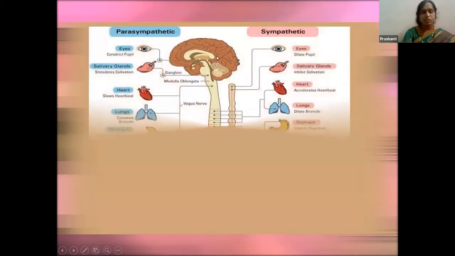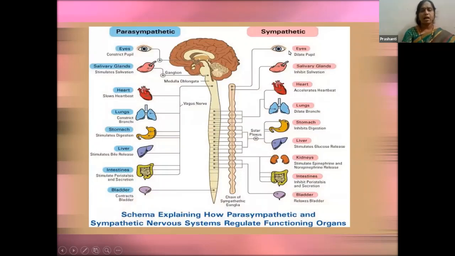Just see with the organ pictures, children. Here, when you take the eye, in the sympathetic there is dilation of the pupil, whereas in the parasympathetic the pupil is constricted. In the sympathetic, it inhibits salivation, and in the parasympathetic the salivary glands are stimulated. Next, the heart rate increases when we are in tension, and in the parasympathetic it slows down the heartbeat, meaning it is within the normal limit. In the lungs, the sympathetic dilates the bronchi, and the parasympathetic constricts the bronchi. In the stomach, the sympathetic inhibits digestion, and the parasympathetic stimulates digestion.